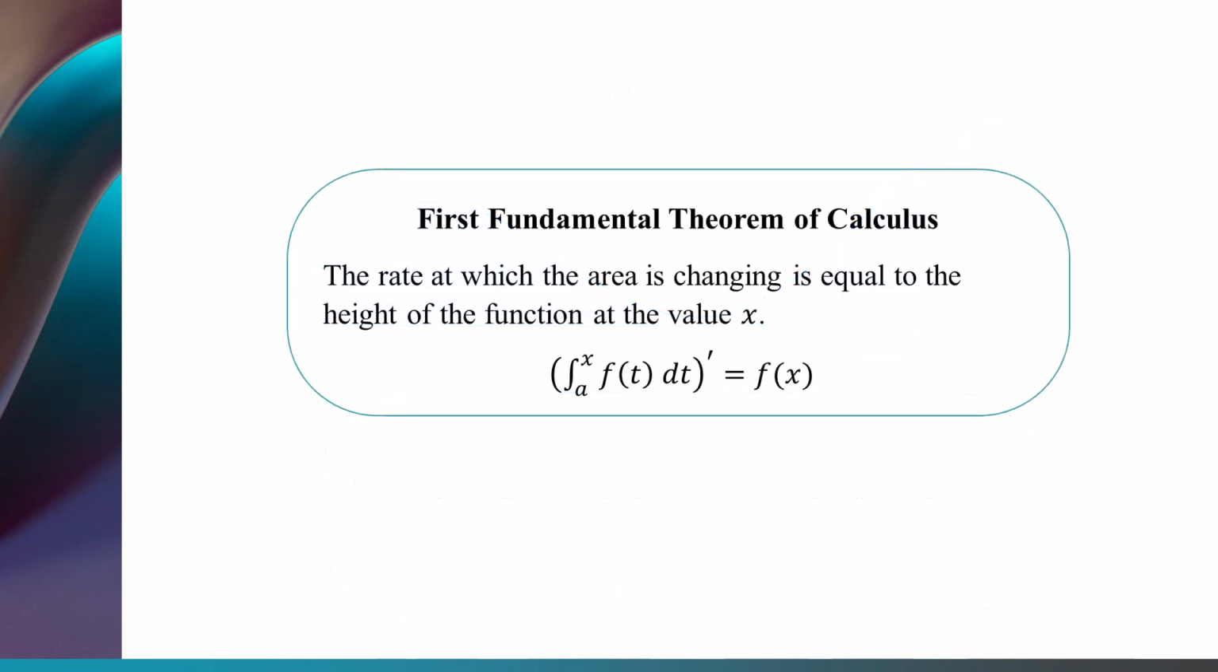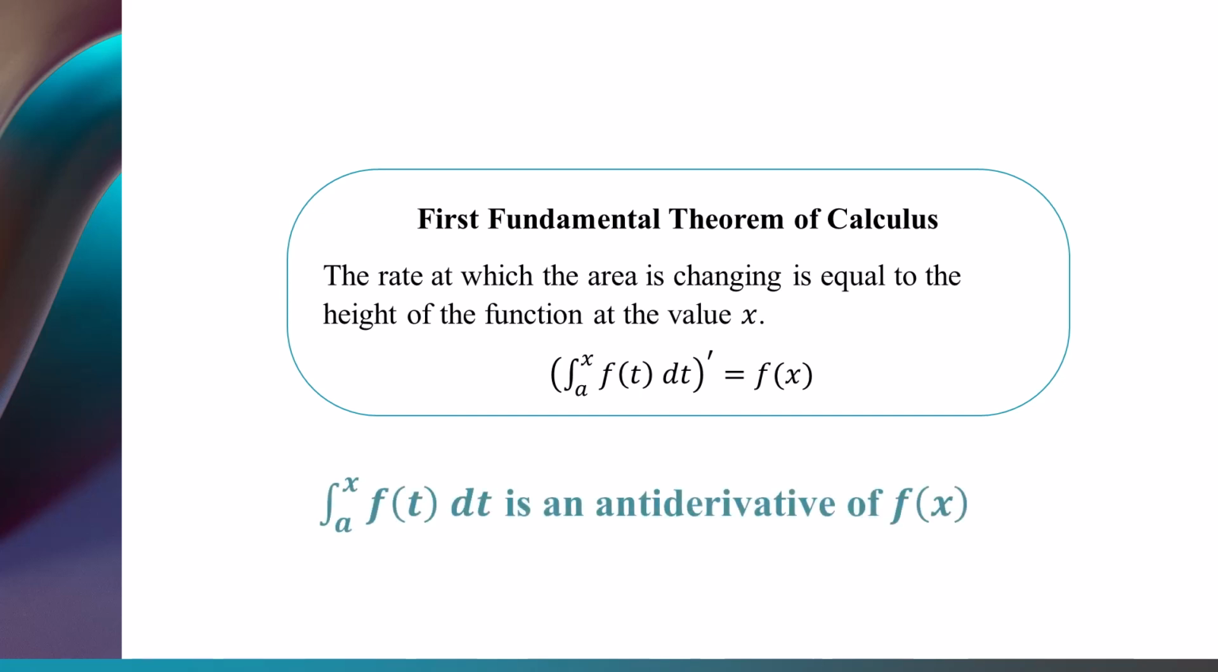So, the first fundamental theorem of calculus tells us that if we take the derivative of the definite integral from a to x of f of t dt, then we get f of x. Now this implies that the integral from a to x of f of t dt is an antiderivative of f of x. So for simplicity, I'm going to call this function capital F of x. So capital F of x, which equals the definite integral from a to x of f of t dt, is an antiderivative of little f of x.